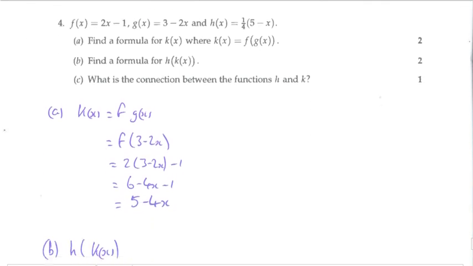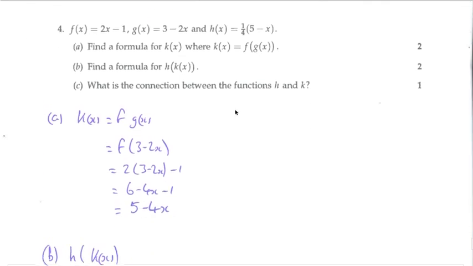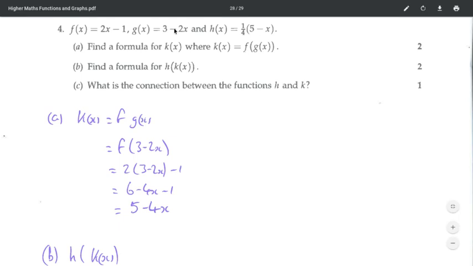Right, question number 4. So this is a more standard exam question. We're given f, g, and h. Find a formula for k of x, where k of x equals f of g of x. So a little bit of composite function practice here. So f of g, we replace g of x with 3 minus 2x, is f of 3 minus 2x.